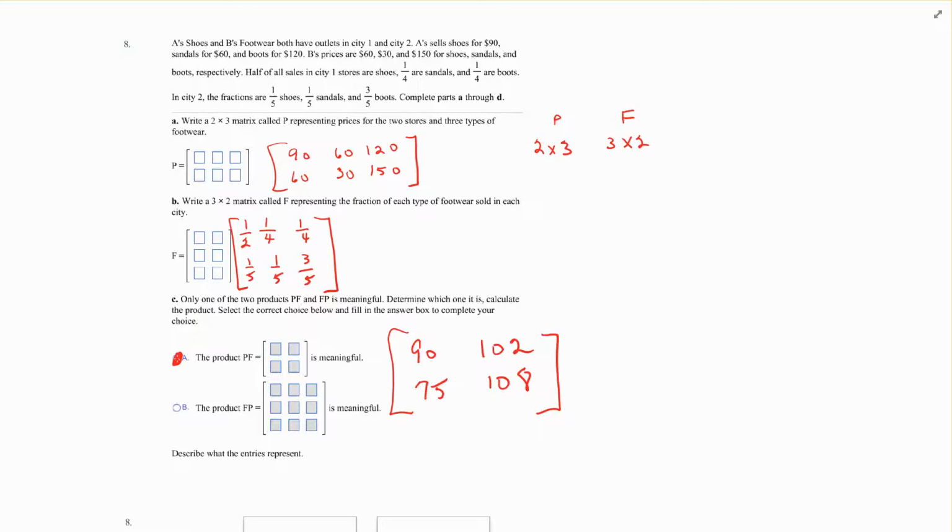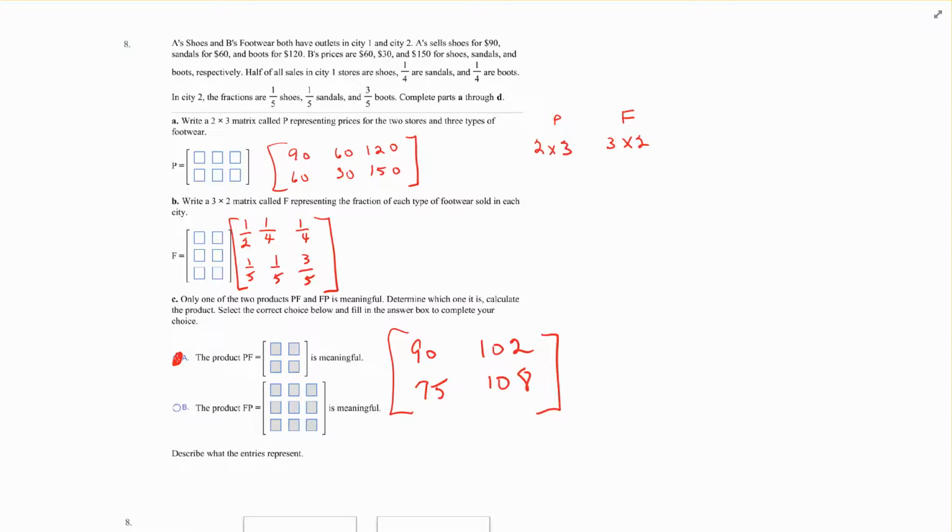All right, let's look at number 8. A's shoes and B's footwear both have outlets in City 1 and City 2. And then it gives you A's sells shoes for sandals, boots. B's prices are, and it gives you those. Half of all sales in City 1 store are shoes, 1/4 sandals, 1/4 boots. And in City 2, the fractions are this. So that's your information that you're given.